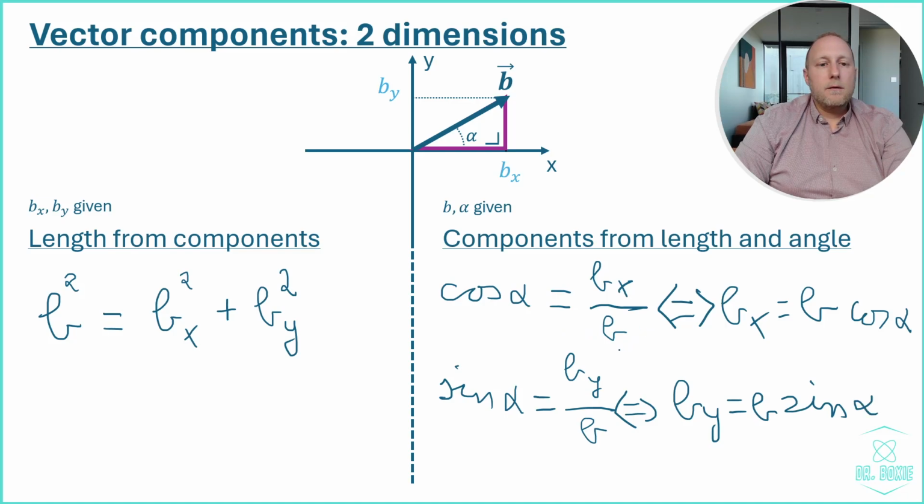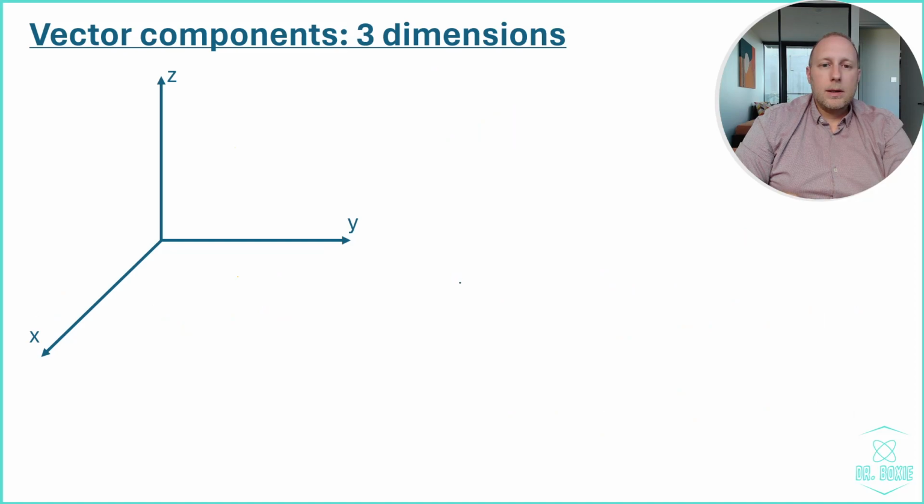So from the components, we can get to the magnitude of the vector using the Pythagorean theorem, and from the length together with the angle between it and the x-axis, we can calculate the components using the cosine and the sine in the right triangle we get. This is a story in two dimensions. In three dimensions, we get basically the same story.